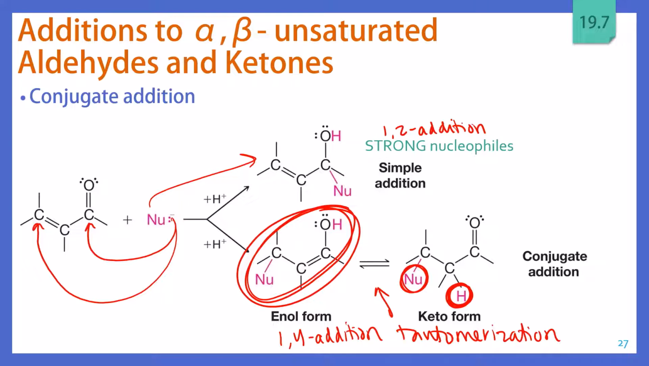So strong nucleophiles tend to go through simple addition. They are highly reactive. They do not want to worry about trying to create the more stable product. They are going to just attack the carbonyl compound and get it over with. Whereas your weaker nucleophiles are going to go through conjugate addition because they're going to go through this stabilized 1,4 addition type product and then tautomerize to the keto form.